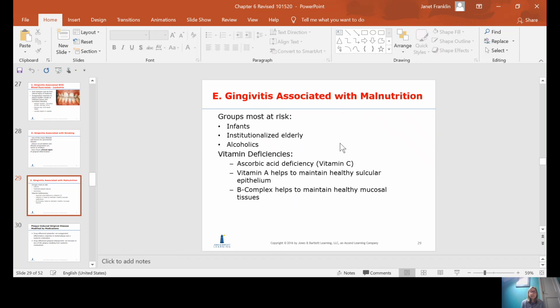Groups most at risk for malnutrition are infants, institutionalized elderly people, and alcoholics. Institutionalized elderly are like nursing home patients, where they don't have good diets. There's a lot that changes when patients get closer to end of life. Vitamin C is the main culprit, but vitamin A helps to maintain healthy sulcular epithelium, and B complex helps to maintain healthy mucosal tissues. So we've got a bunch of different vitamins.